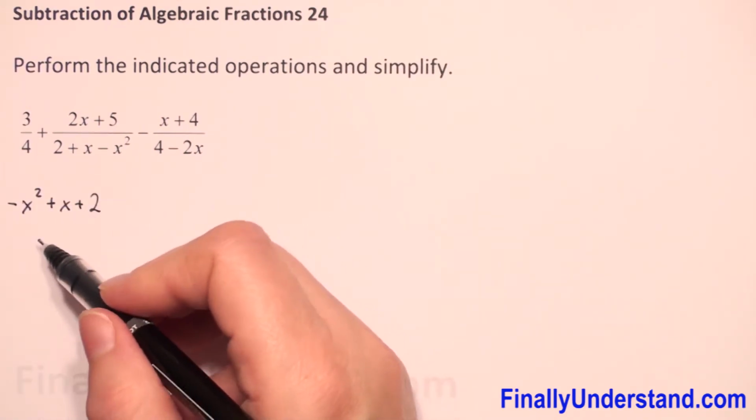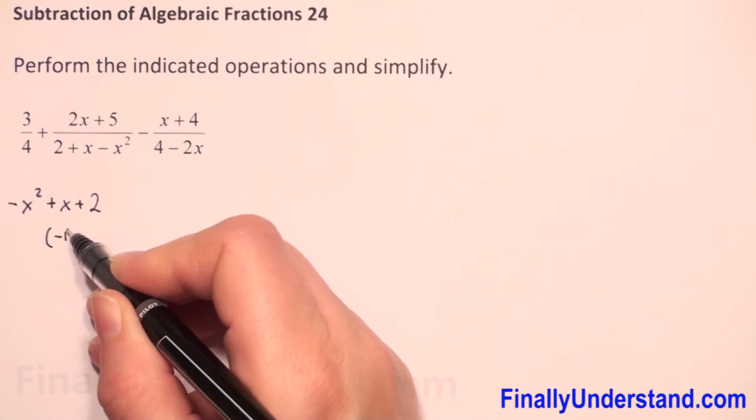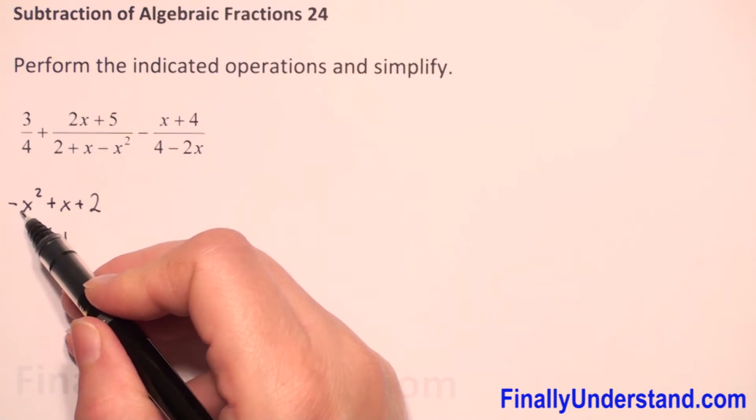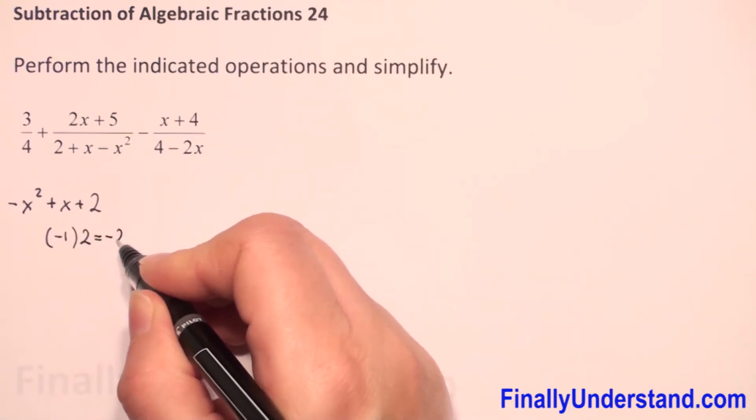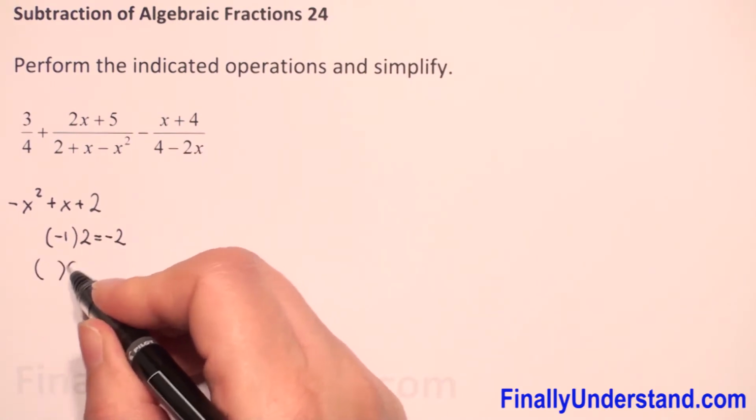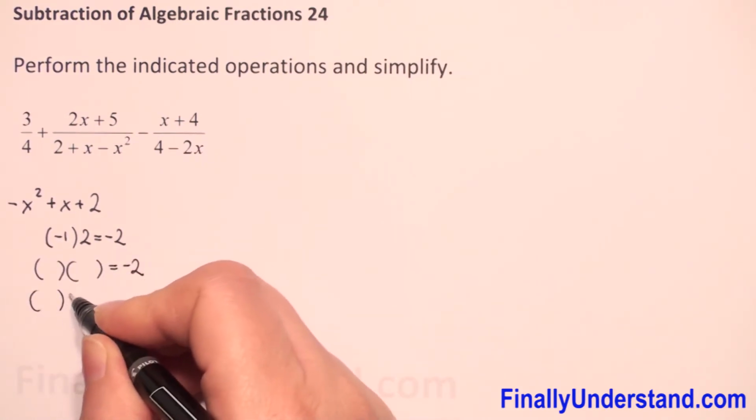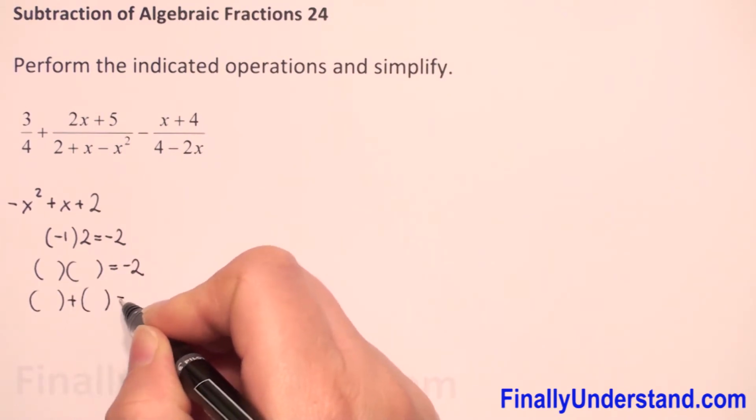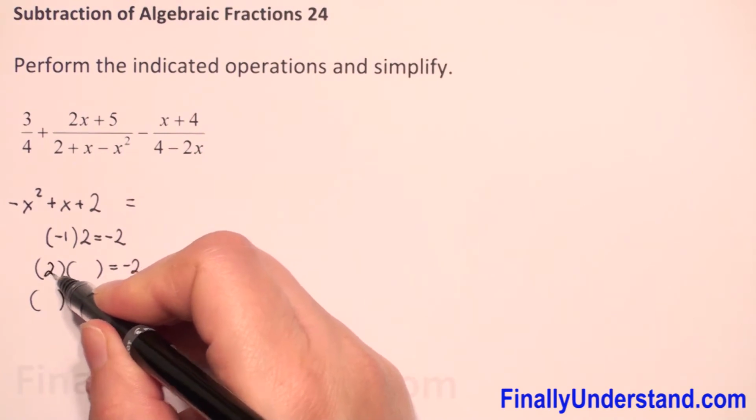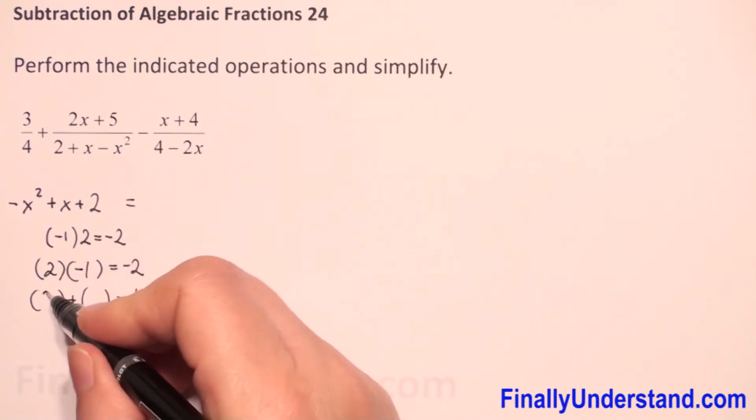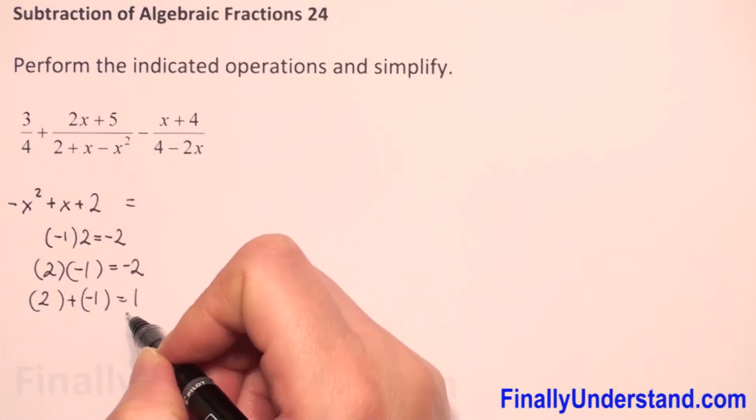So we have to find two numbers which I multiply. The coefficient before x squared is negative 1, so negative 1 times 2 is negative 2. So I have to find two numbers which I multiply and I will have negative 2, and two numbers which I add and I will have the coefficient before x, which is 1. It can be 2 and negative 1, because 2 times negative 1 is negative 2, and 2 plus negative 1 is 1.